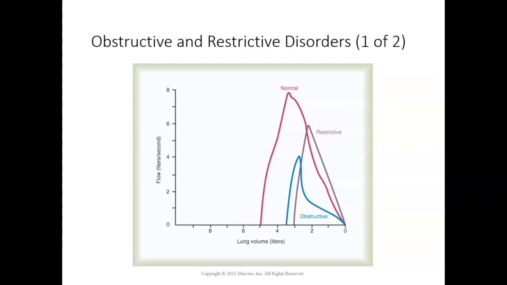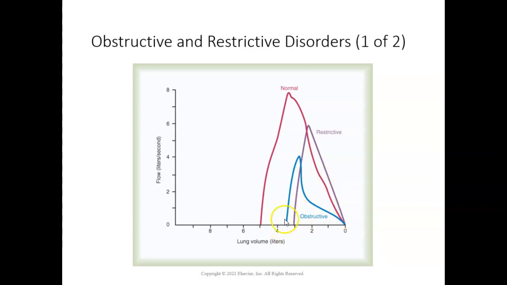All right, so this is just some pictures of what the top of the flow volume loop looks like when you're comparing normal to restrictive to obstructive diseases. In normal lungs, the air is going to be able to come out very quickly. It hits that peak flow, and then the flow rate gradually slows down as we get the flow out of those smaller airways until we hit baseline.